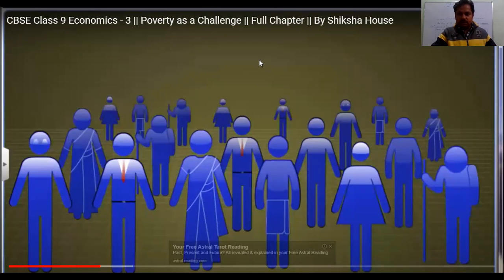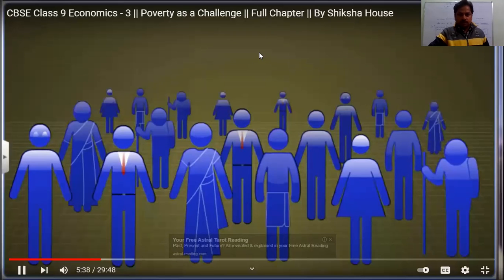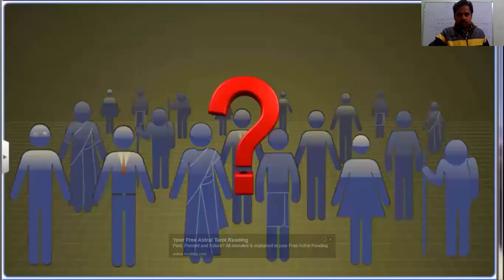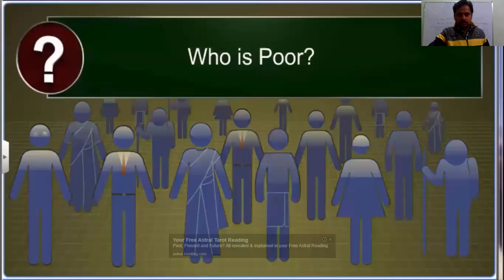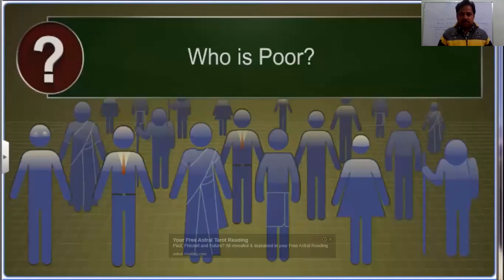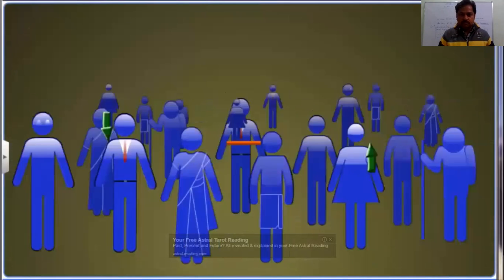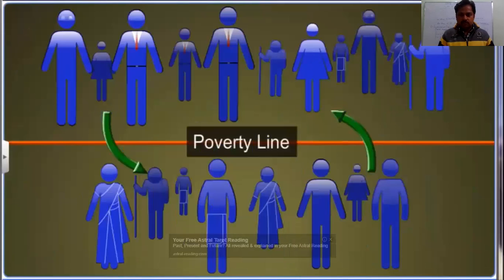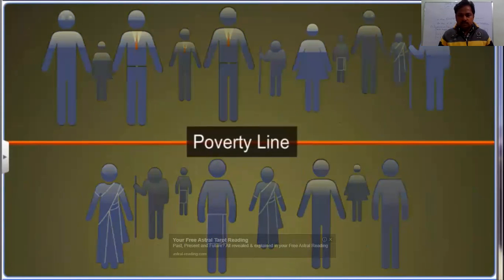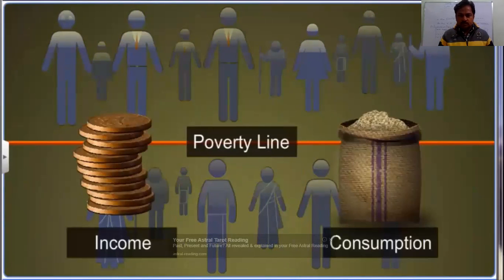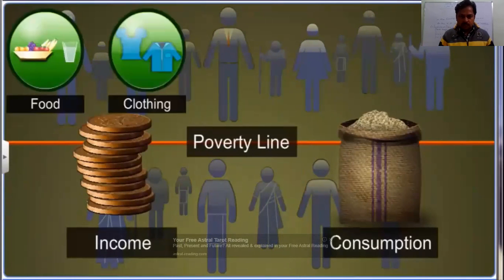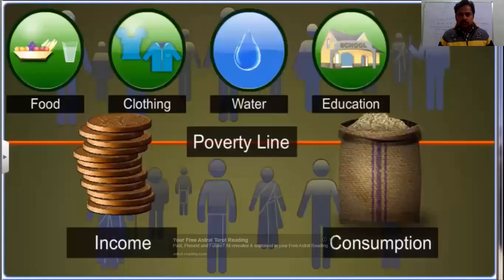The government has launched several welfare schemes for the poor. To ensure that these benefits reach the correct people, it is important to have a way to identify them. Now, who is poor? Let's see. The poverty line is a commonly used way to identify the poor. It is a measure based on income and consumption by people. The concept of poverty line is based on the fact that a person must have a minimum level of income and consumption to satisfy the basic needs of food, clothing, clean water, education, and healthcare.